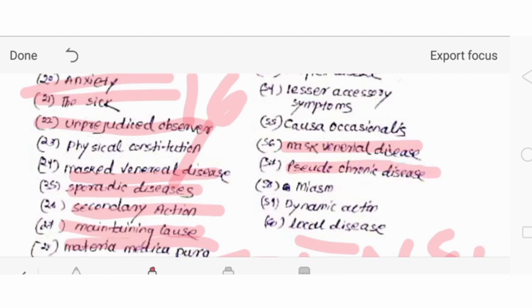Marx venereal disease, pseudochronic disease, dynamic action, what is. Okay, what is miasm? You should only know that miasm is nothing but the disease producing agent. So these basic things, miasm does not come as a long question for the second paper, but it comes as a short note. You should write something brief about miasm. Okay, with this we complete our important topics of Organon in the second paper.